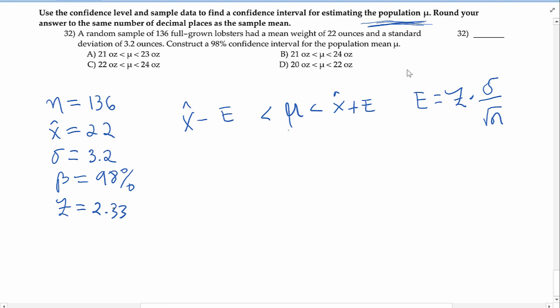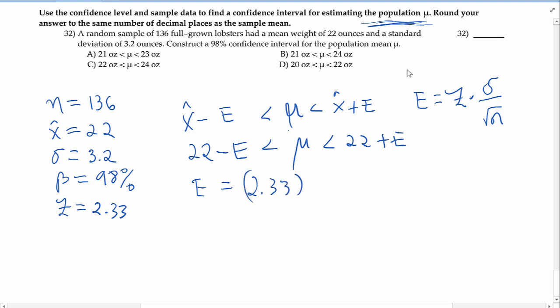All right. So our interval is becoming simpler to compute. It is 22 minus e, 22 plus e. Now, what is the margin of error? Right here we have the formula. So e is equal to the z-value 2.33 times the standard deviation given, which is 3.2, divided by the square root of the sample size 136.